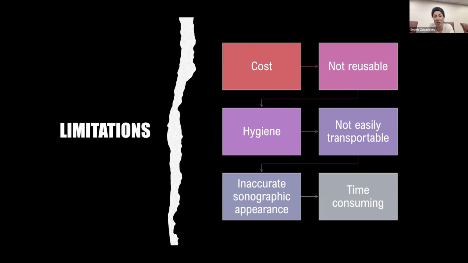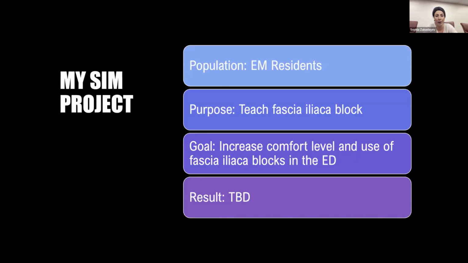Some SIM models you can't really transport very well. They're either really finicky or can get damaged in the process, really heavy, hard to maneuver. So those things must be taken into account. An inaccurate sonographic appearance is also important. I learned on my project that sometimes models can look really cool externally, but when you try to scan them, it doesn't look anything like it's supposed to on ultrasound, which really defeats the purpose. So you have to keep that in mind. And of course, it's time consuming to make models, remake models, go through lots of materials to try to make these SIM models.